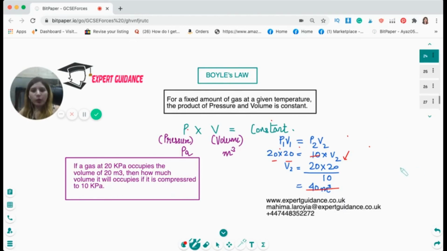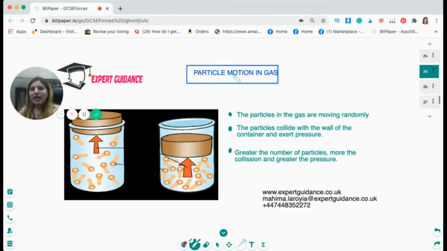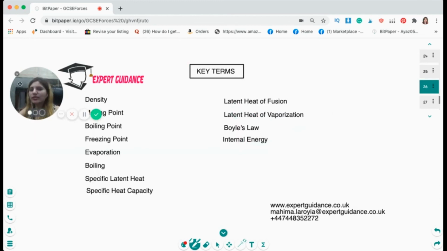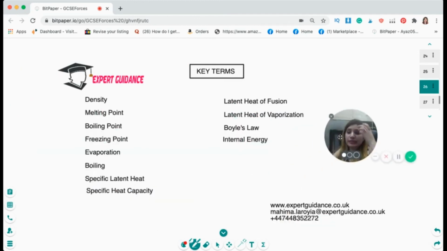Okay, so I hope this Boyle's law is clear to you. Now the particles in a gas, you have to remember that they are moving randomly. The particles collide with the wall of the container and exert pressure. Greater the number of particles, more the collisions, and greater the pressure. So I hope this particle motion in gas and Boyle's law and this unit is clear to you.